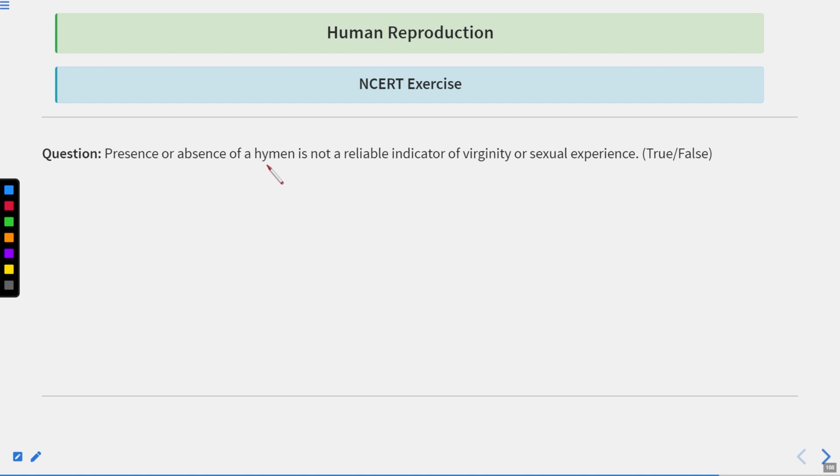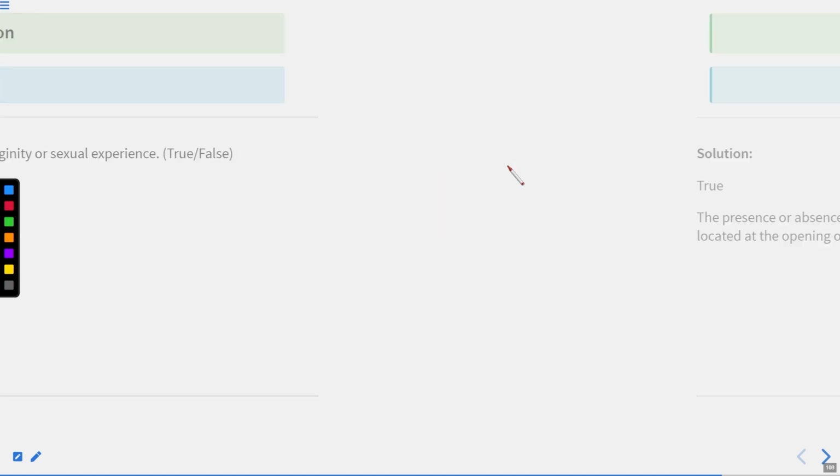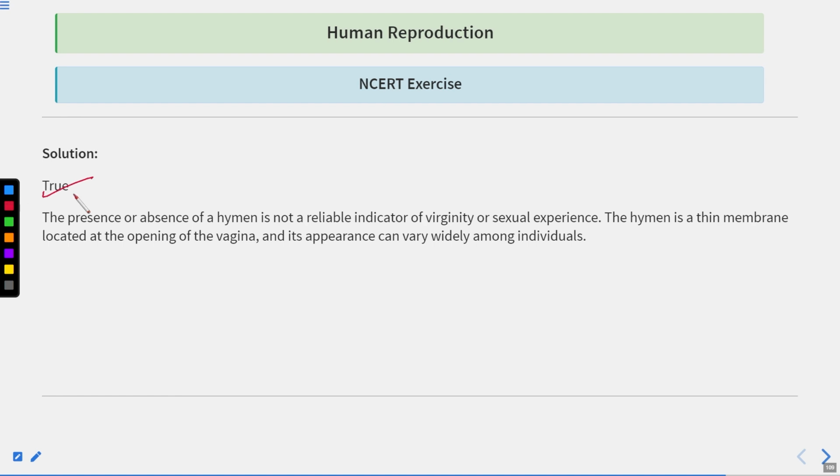Next question. Presence or absence of the hymen is not a reliable indicator of virginity or sexual experience. This is true or false? So, this is true. The presence or absence of the hymen is not a reliable indicator of virginity or sexual experience. Now, what is hymen?